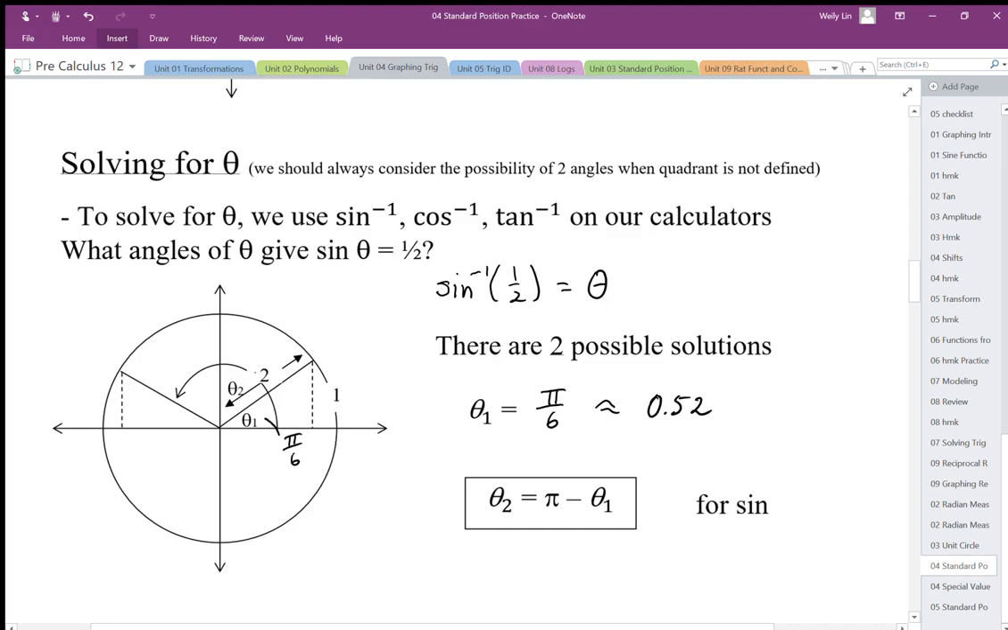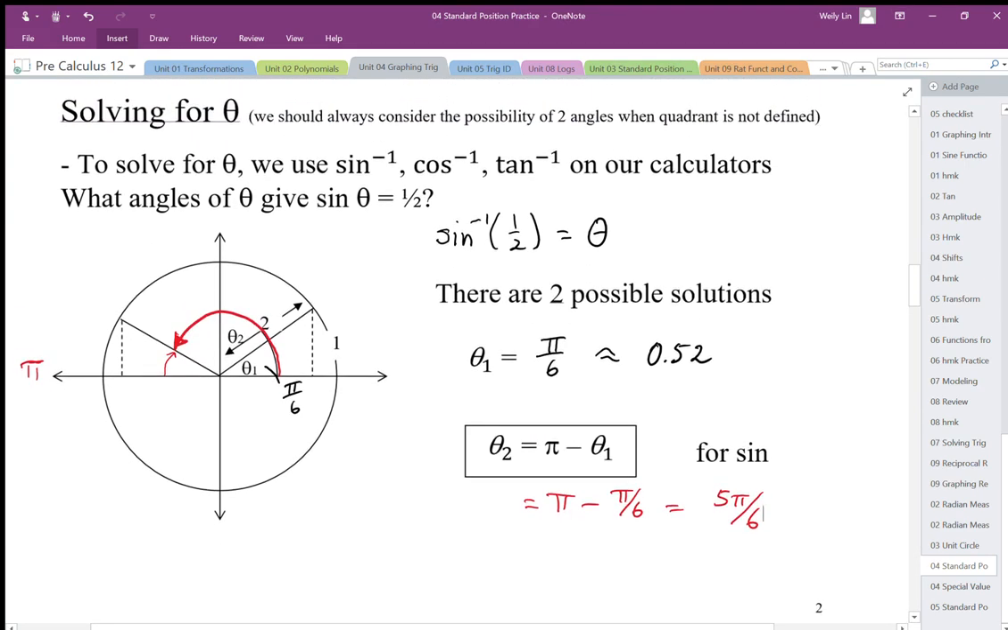My theta 2, this bigger angle here, from here to here, well, how do I get it? Well, there's symmetry here. I can go backwards theta 1 from pi. And that's where this formula comes in. So I'm going to start at pi and take away my pi over 6. That's going to give me 5 pi over 6. And this formula is only for sine because sine is y and y has this folding symmetry across this line. Cosine has different symmetry because cosine has to do with x.